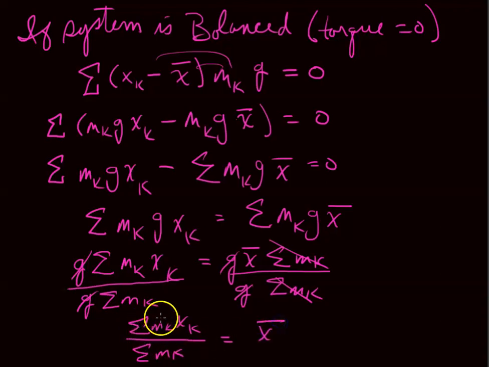You can't cancel this summation m sub k stuff because summations are sums, it's addition. And you can't split this up. You only can cancel if you can do this multiplication out here, not within a summation. And if you need something to explain that, make sure you get back to me. So this is how you find the center of mass. You take the summation of m sub k x sub k divided by the summation of m sub k, the center of mass.